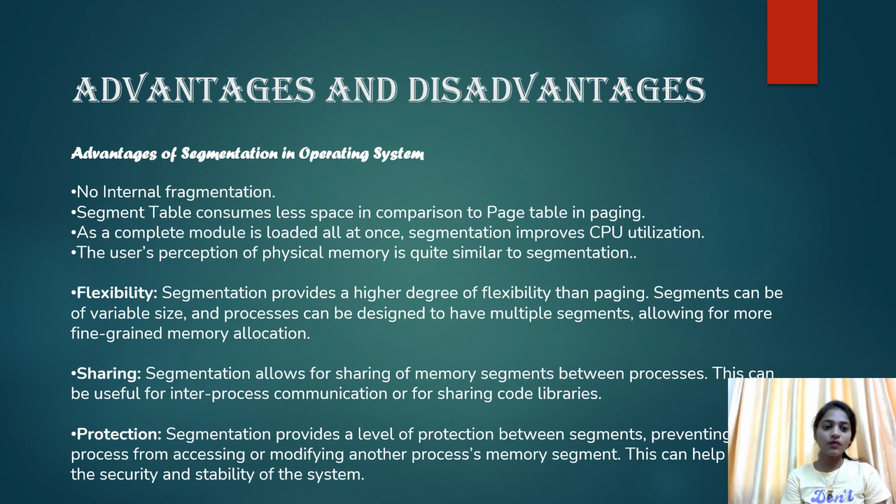The first point of advantages is flexibility. Segmentation provides a higher degree of flexibility than paging. Segments can be of variable size and processors can be designed to have multiple segments, allowing for more fine-grained memory allocation. The next point is sharing. Segmentation allows for more sharing of memory segments between processes. This can be useful for inter-process communication or for sharing code libraries.